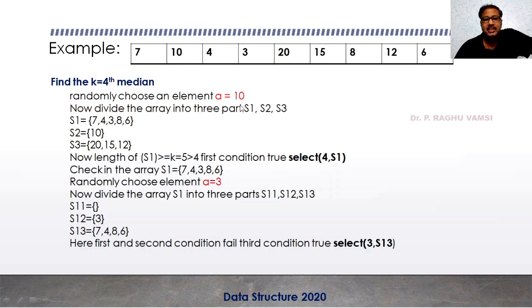The elements that are less than 10. What are the elements less than 10? 7, 4, 3, 8, and 6 are placed in S1. Next, S2 is equal to the randomly chosen element. The elements that are greater than the randomly chosen element, that is 20, 15, and 12, are placed in subset S3.